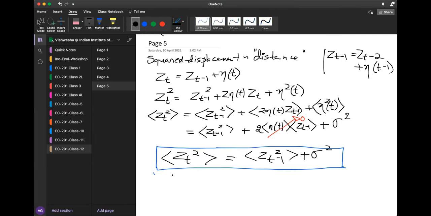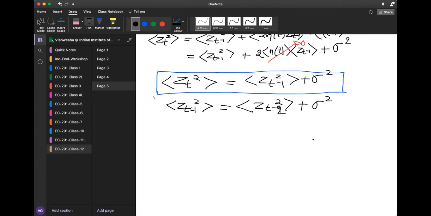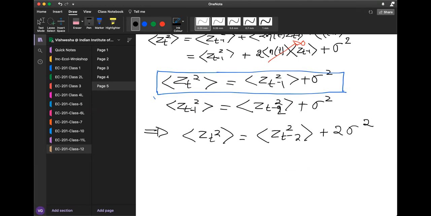So can I now write down a similar equation for t minus 1? If I were to just repeat the same argument from here to here for t minus 1, will I not find the same result? Do you agree with this? Is that correct? So if I now combine these two, what do I get? Z_t square average is Z_{t-2} square average plus 2 times sigma square. Is that fine?